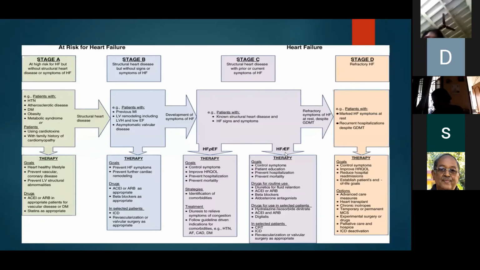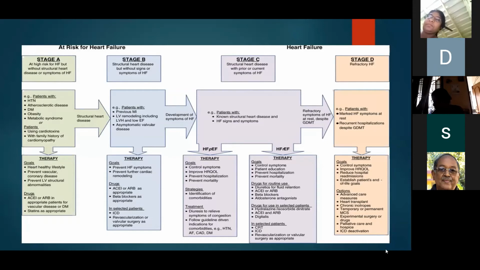Whereas with reduced ejection fraction, again, the goals are similar. The drugs for routine use are diuretics, ACE inhibitors, ARB, beta blockers, and aldosterone antagonists, which is still in research, because there is a lot of remodeling happening here. And drugs for use in selected patients are hydralazine and isosorbide dinitrate. When there is reduced ejection fraction, the coronary vasculature supply also gets affected, and you need to find ways and means to maintain that in a normal manner. So sometimes you need to add in hydralazine, isosorbide dinitrate, etc.